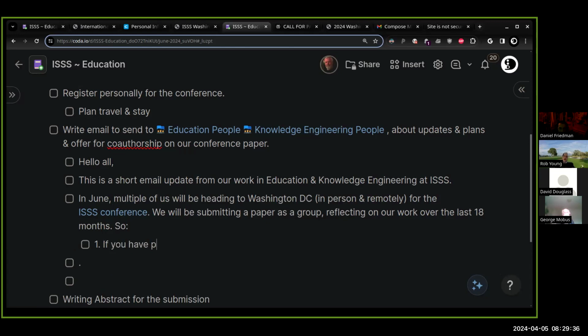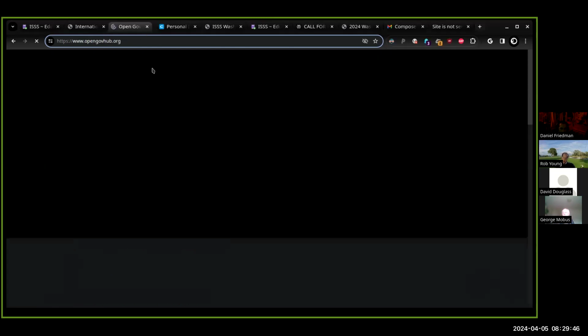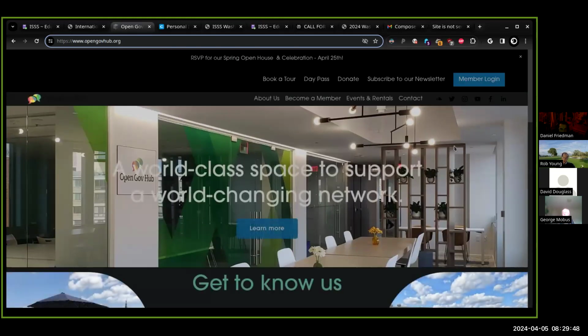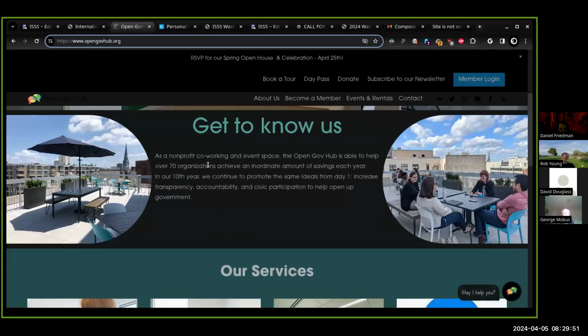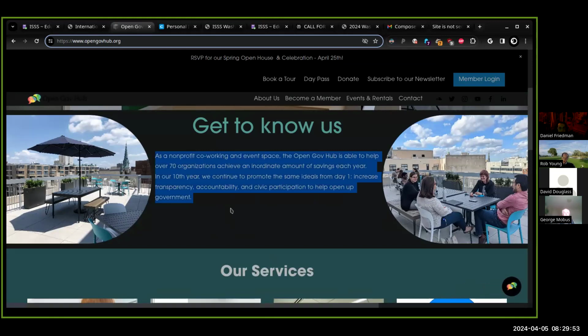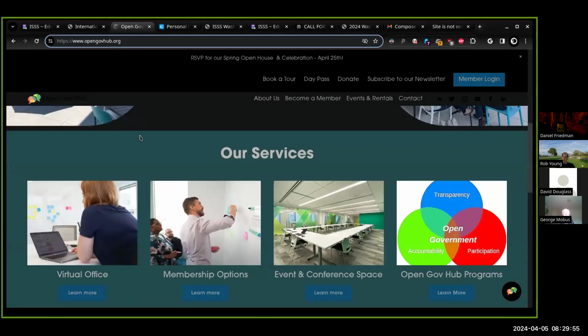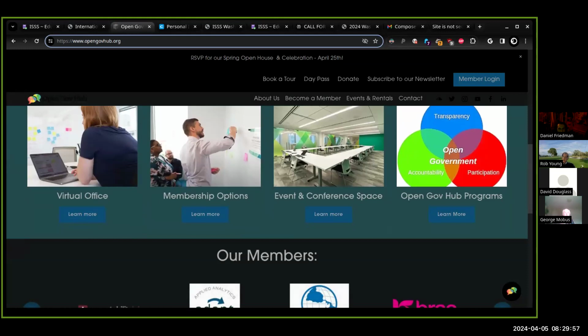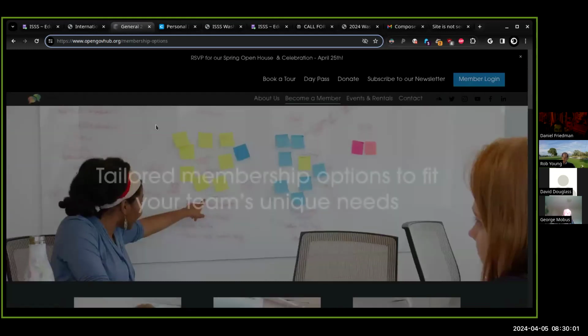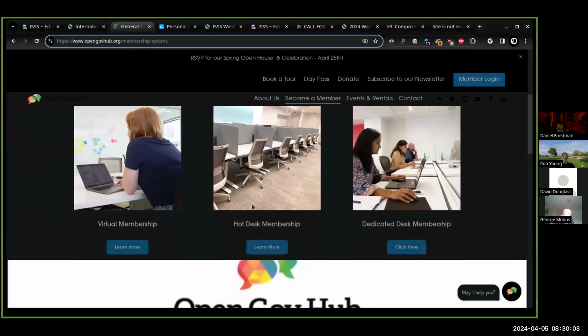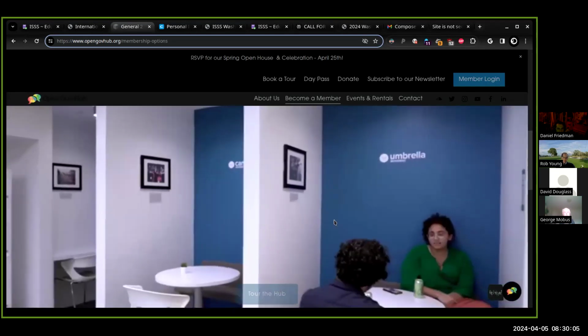Right. I wondered what this OpenGov was. I had a quick browse of the website, and it seems to be a lot of things. First of all, it seems to be a venue. But maybe it's a venue, as you're saying, with a lot of these multimedia rooms geared up for lots of interaction between remote and physical people. Yeah, that was my understanding as well.